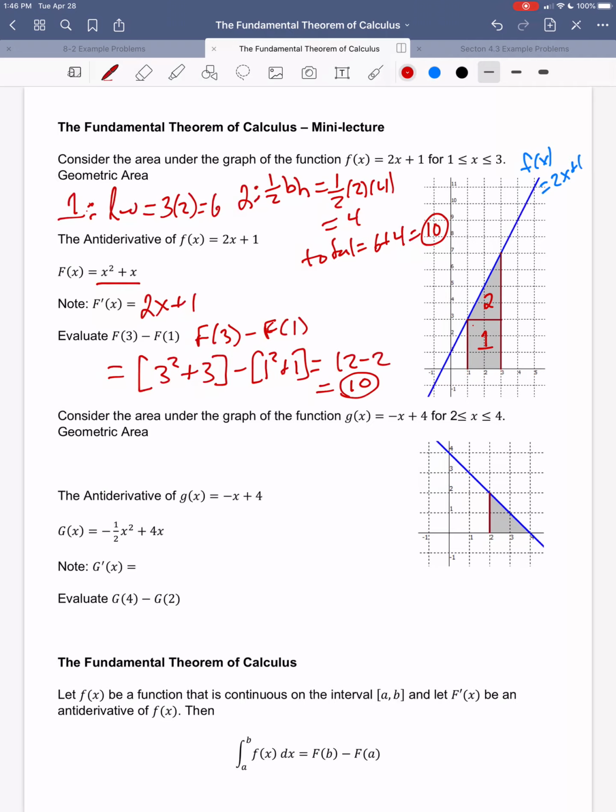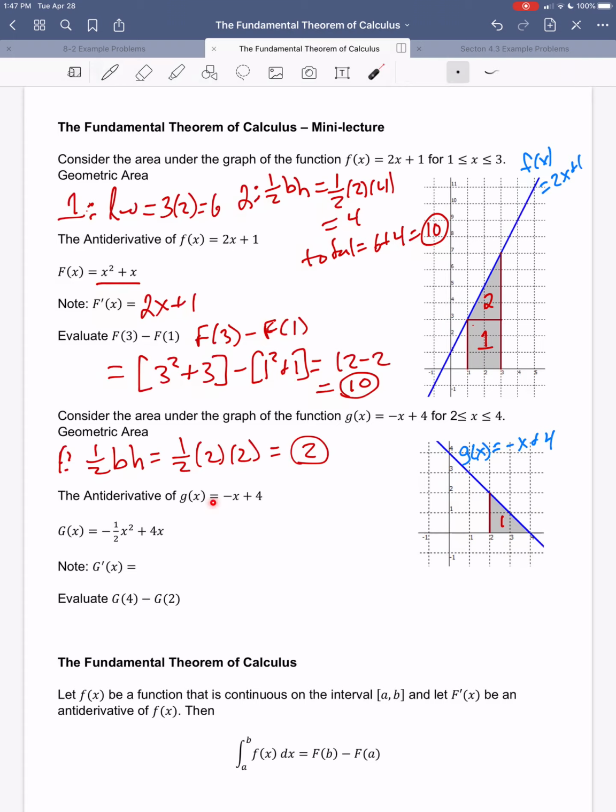Now, I've got another function here, g of x. So this is my function g of x equals negative x plus 4. And again, we can check to see that that is the valid graph. I'm just going to do this for x coordinates between 2 and 4. The geometric area, well, this is even easier. I just have one area here, it's just a triangle. The area would be 1/2 base times height. Well, this triangle is just 2 across and 2 up, so the base and height are both 2. So 1/2 times 2 times 2, 1/2 times 4 would be an area of 2.